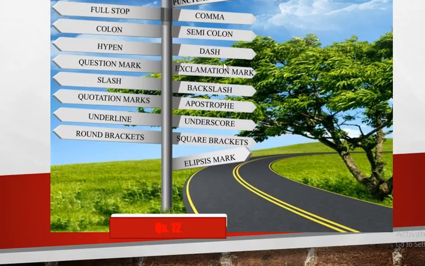There is an arrow indicating signboard, punctuation marks, names of different types of punctuation marks: full stop, comma, colon, semicolon, hyphen, dash, question mark, exclamation mark, slash, backslash, quotation marks, apostrophe, underline, underscore, round brackets, square brackets, ellipsis mark.